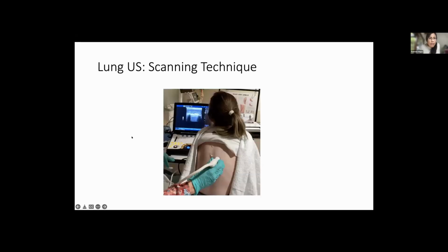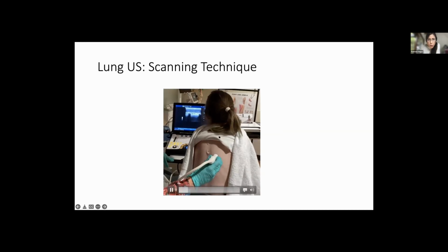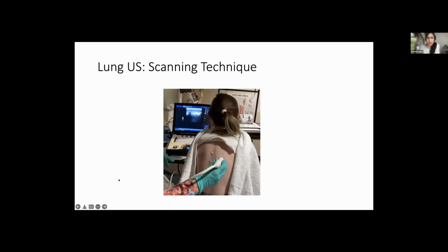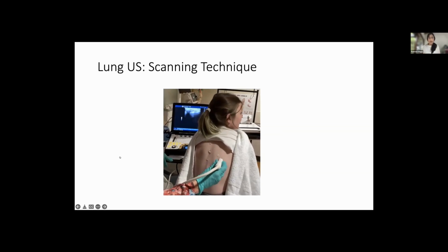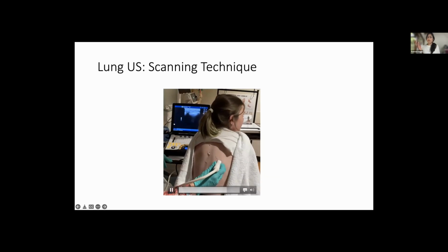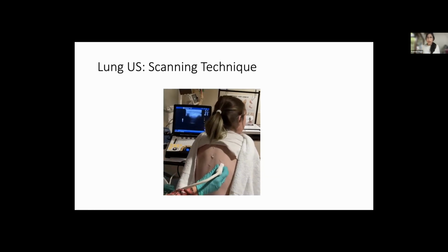For those who are not familiar with lung ultrasound, this is an example of the scanning technique. When we're doing the posterior chest, the patient is sitting straight and we take a video about 5 seconds or so long, so we can assess it later. When we're doing the anterior chest, the patient is just lying down. And it usually takes about 10 to 12 minutes to complete the study, depending on the patient, and we need to take some breaks.